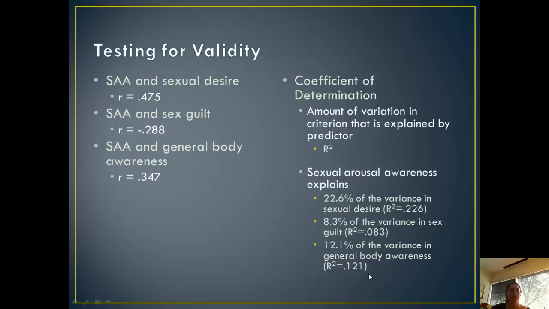Remember that there's no hard and fast rule for validity coefficients. In fact, validity coefficients where R is equal to about 0.3 or above are considered to be a pretty strong predictive relationship.